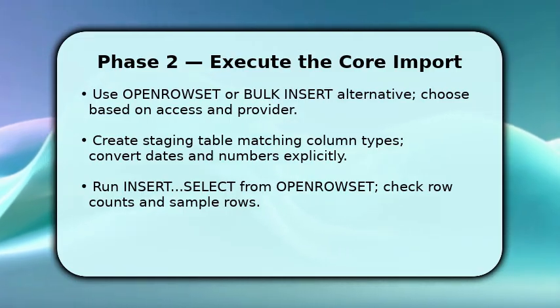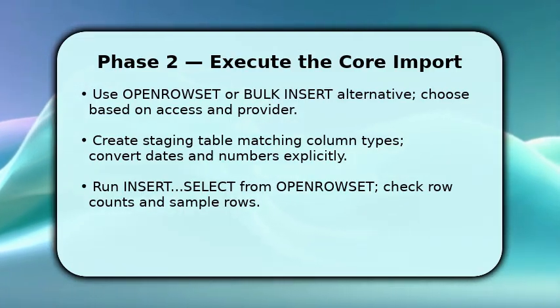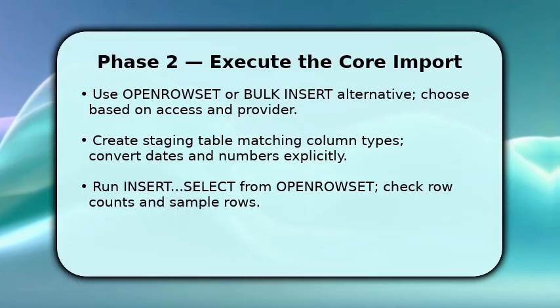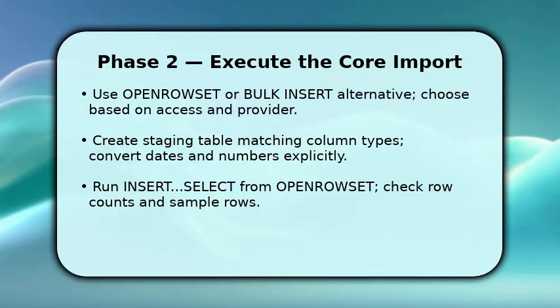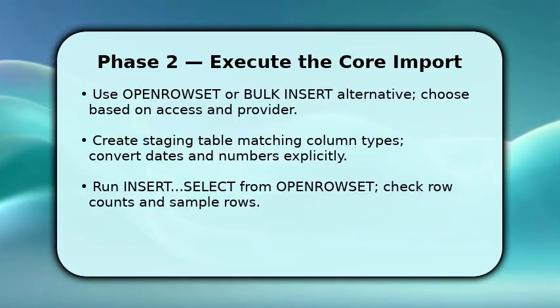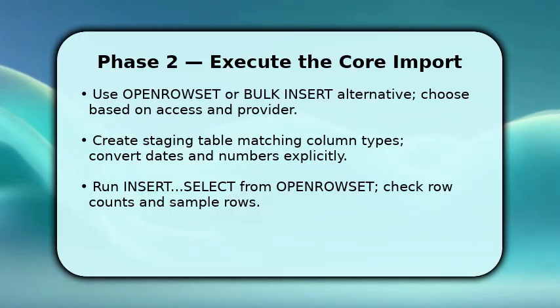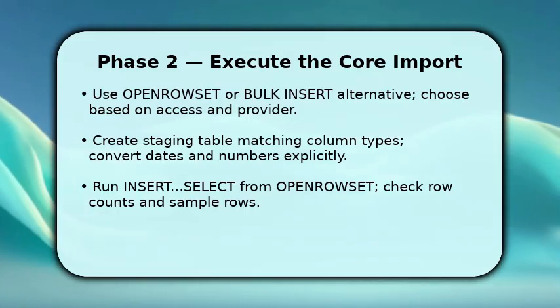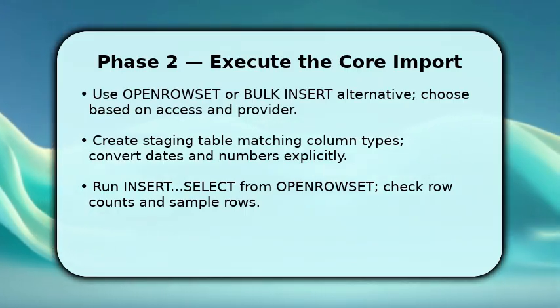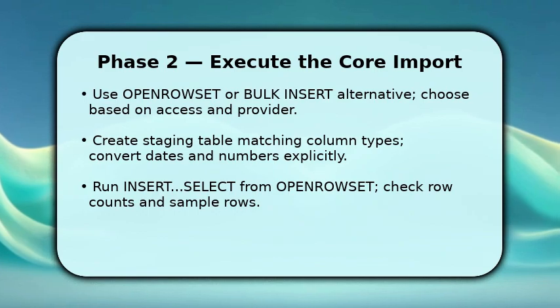Create a staging table that mirrors the Excel columns and explicitly set types for dates and numeric values, because Excel can mix types. Once done, use OPENROWSET with the ACE OLEDB provider, or use SSIS if you prefer a GUI. Insert into the staging table with select from the Excel sheet. After the insert, verify row counts and sample values to detect truncation or nulls. If values are wrong, cast or convert in the select clause before moving forward.